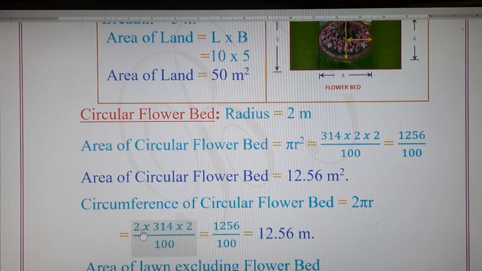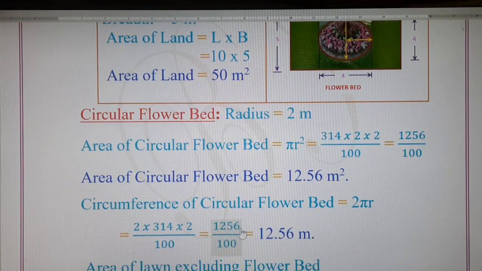2 times 314 means double 314. 314's double is 628. 628's double is 1256. In the numerator we'll get 1256 upon 100. The answer will be 12.56, because the denominator 100 we can remove and represent the numerator integer as a decimal number. So 1256 will be written as 12.56 because 100 has 2 zeros.